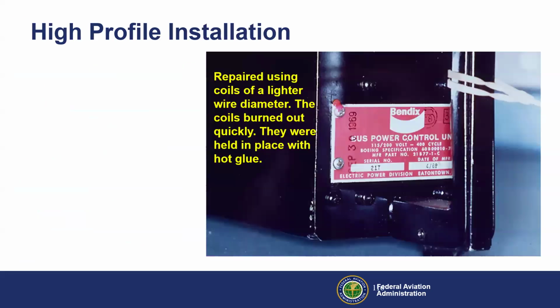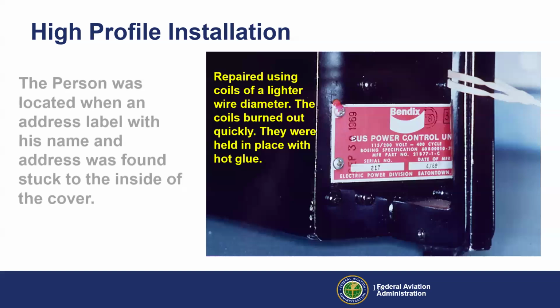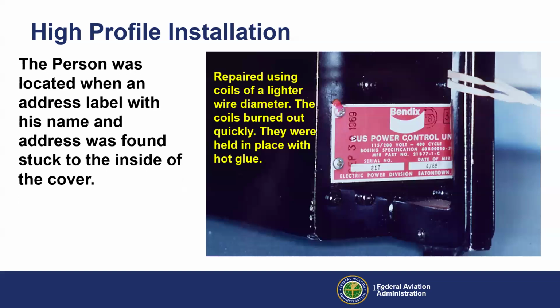Now this one was repaired using coils of a lighter wire diameter. Coils burned out quickly, and they were also held in place with hot glue. And the person was located when an address label with his name and address was found inside the cover.